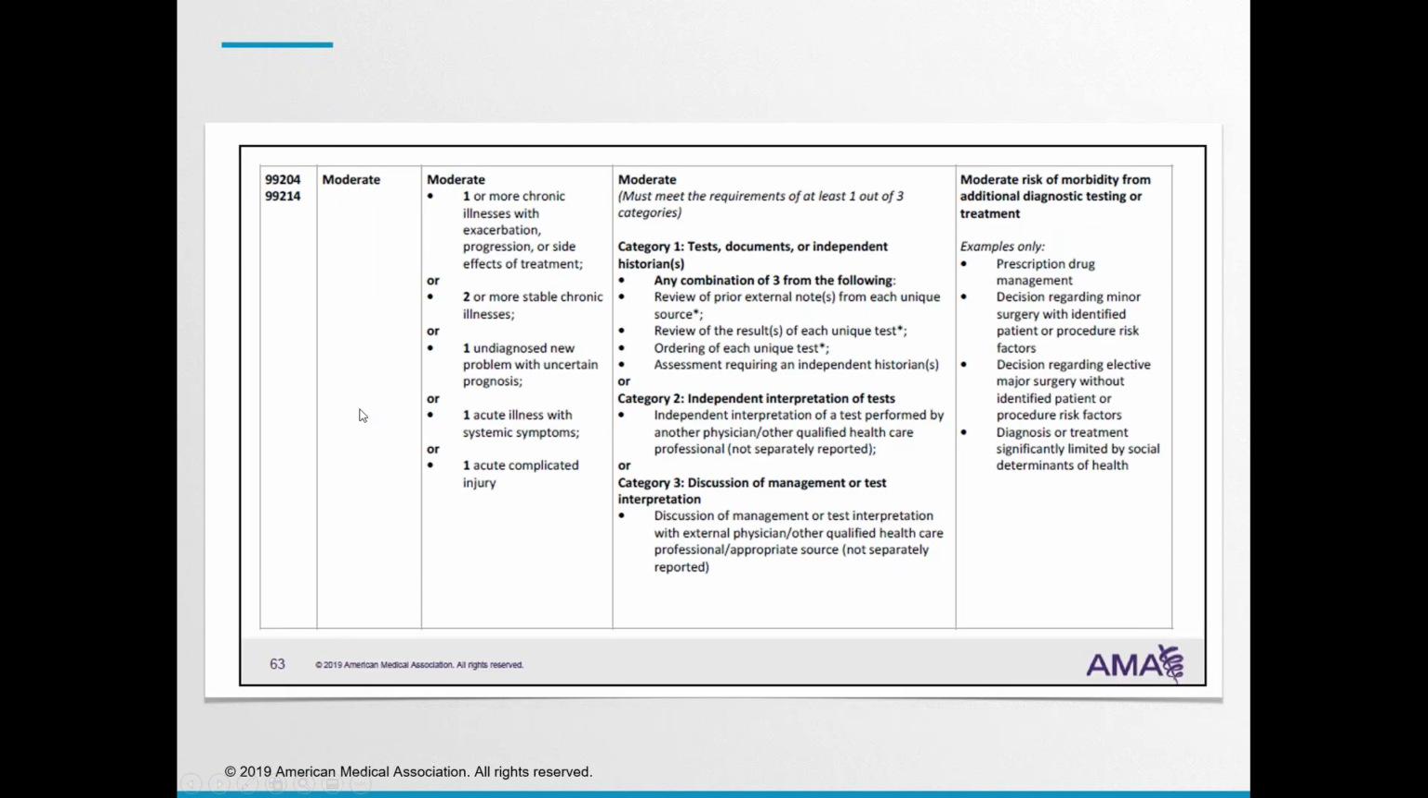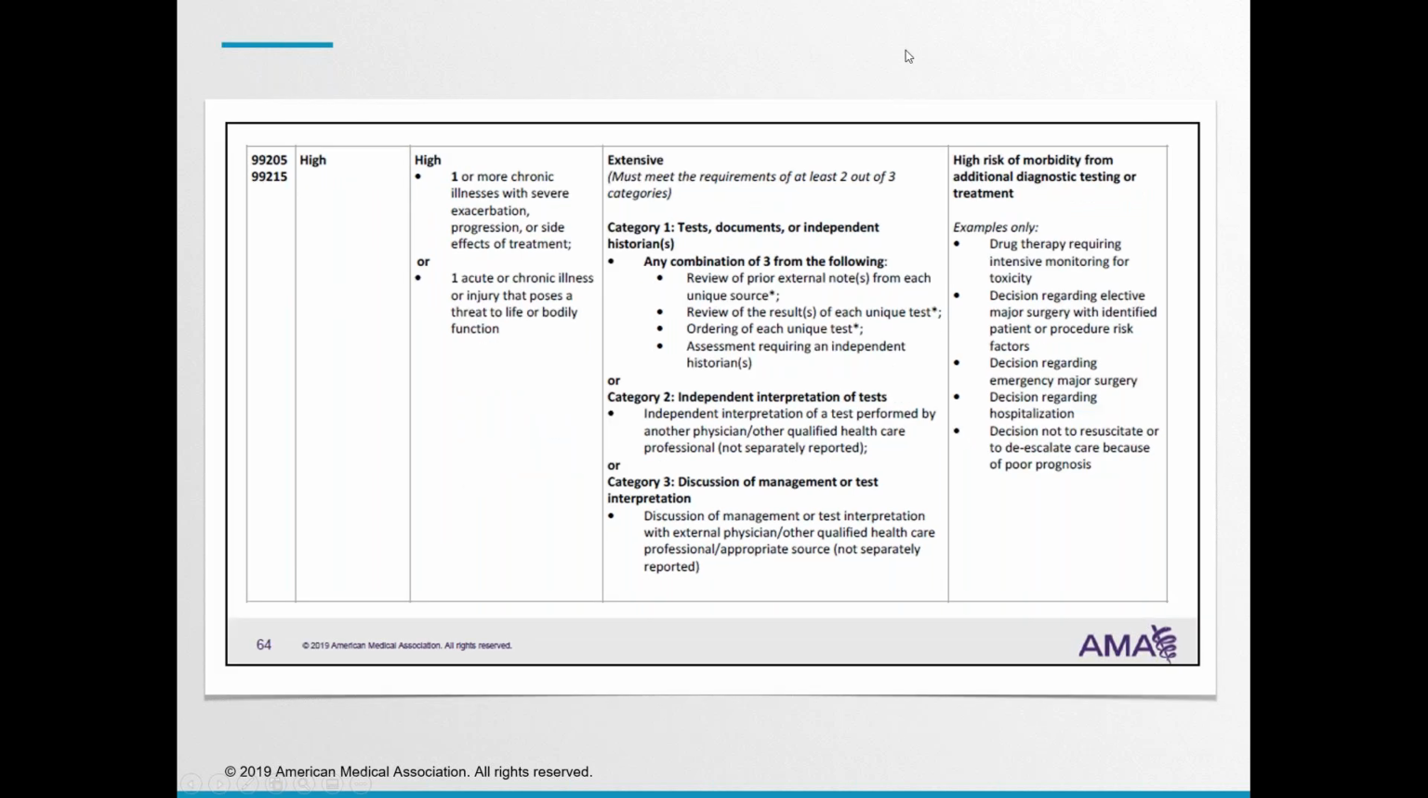When we move to moderate or a level 4, okay, we see that moderate is one or more chronic illness that's exacerbated, or maybe we have some side effects of treatment, or it could be two stable chronic illnesses, maybe the patient's being seen for hypertension and diabetes, or an undiagnosed new problem with an uncertain prognosis. Maybe there's a lump on the breast and we want to do some testing before we make a decision. Or now it could be an acute illness, but with systemic symptoms, or one acute complicated injury.